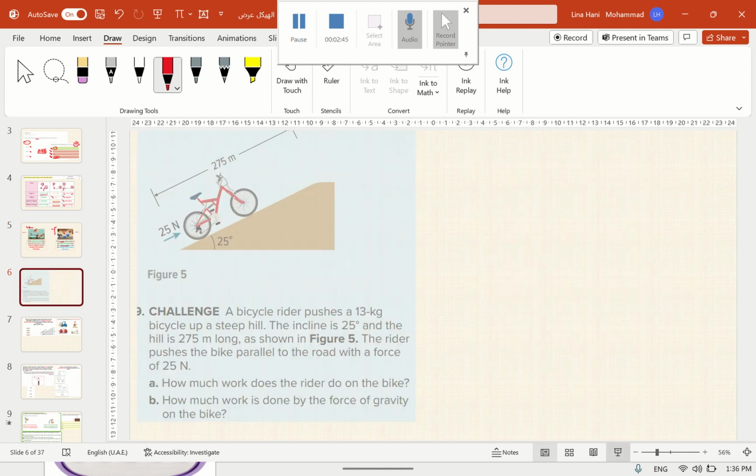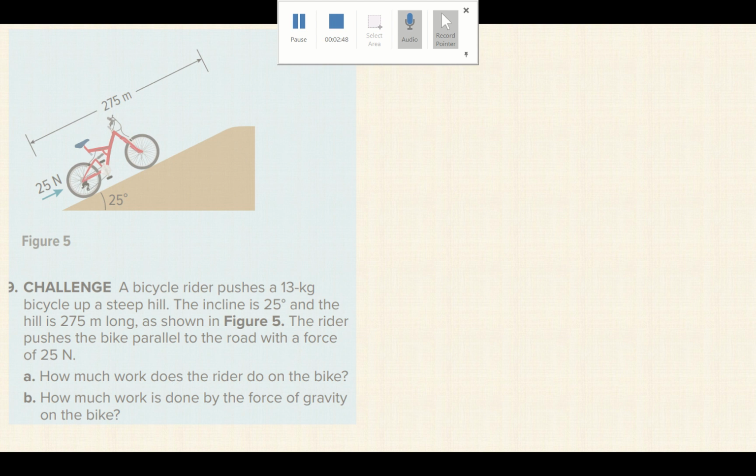We have this question mentioned in the objective. You have a bicycle, and a bicycle rider pushes this bicycle that has a mass of 13 kilograms. So this is the mass of the bicycle. He pushes this bicycle up a steep hill. The incline is 25 degrees. So this is phi, the angle of inclination, just like we have learned in term 2. The hill is 275 meters long. So the distance traveled by this bike is 275 meters.